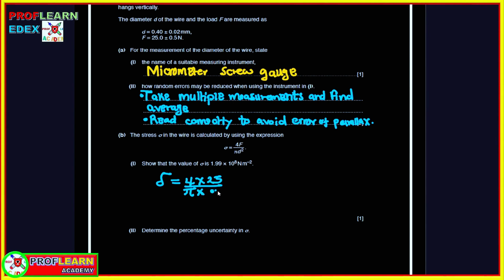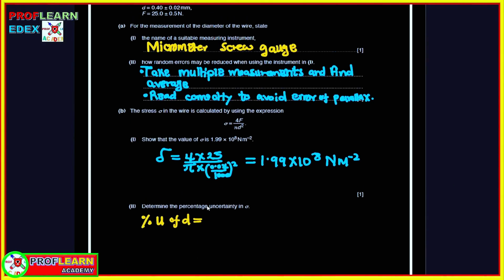Force was 25, and the diameter was given as 0.40 millimeters. So we have to convert those millimeters to meters by dividing by 1,000, and then we square our answer. Now what you need to remember, whenever you are solving this part of the question, you are not using the absolute uncertainties. You are using the measurement that was given. Then absolute uncertainty will be used in the next part, whereby we are working out the percentage uncertainty.